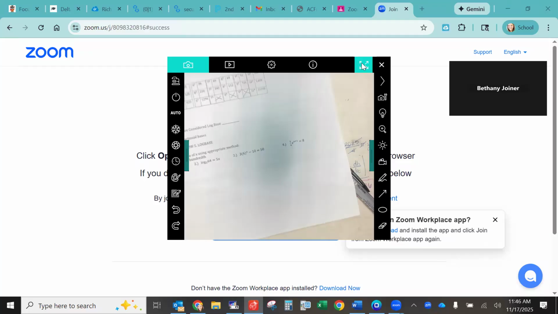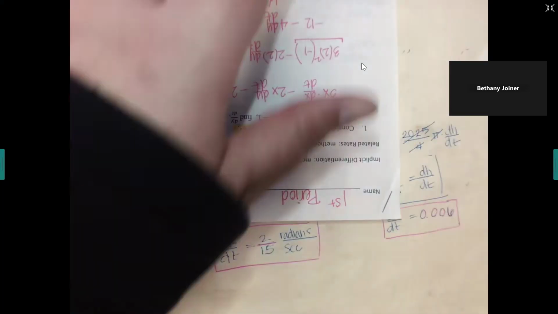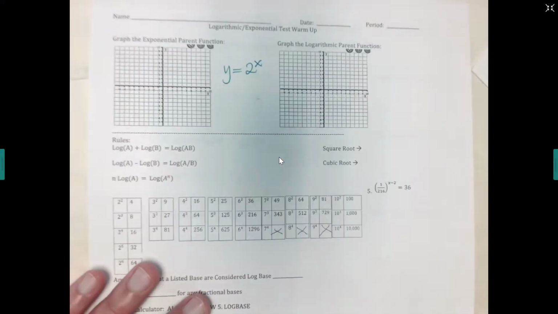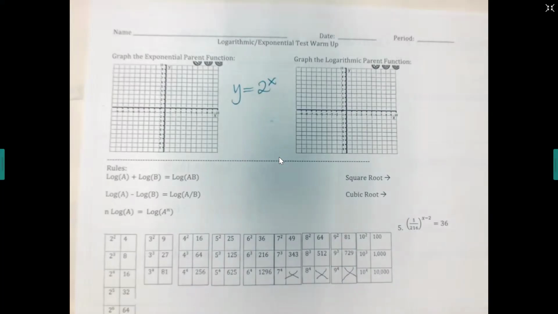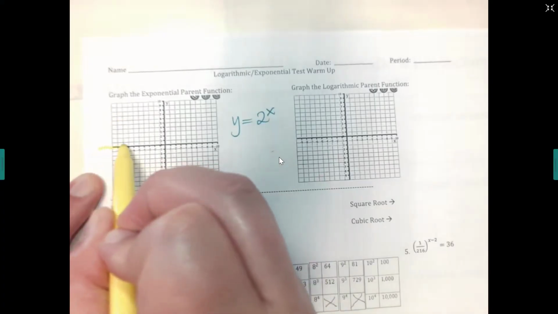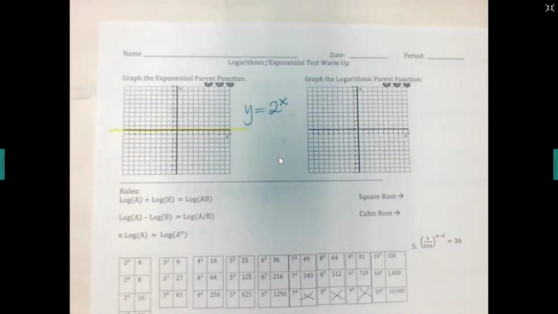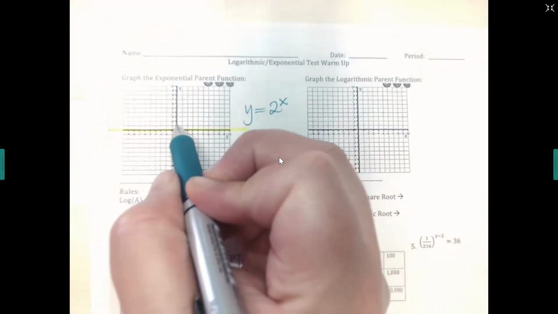Okay? So first thing we're going to do is graph our two parent functions. The first one is going to be your exponential parent function, y equals 2 to the x. Remember that it has a horizontal asymptote that you can't touch, 0. So when you draw your marker point, since it can't touch that HA, it's right here. You're going to go one box above that.